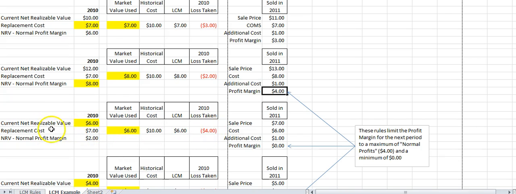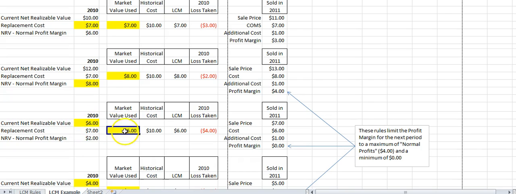So my current net realizable value is going to be, my sales price is 7, additional cost is 1. So 7 minus 1 is 6. That's the maximum that I can realize. My net realizable value minus normal profit margin, which as you remember was 4, is going to be 6 minus 4, 2. And my replacement cost is 7. I'm using the same replacement cost. So if we line these up, we will see that the 6 is the number in the middle. So that's what we're going to use as market value.